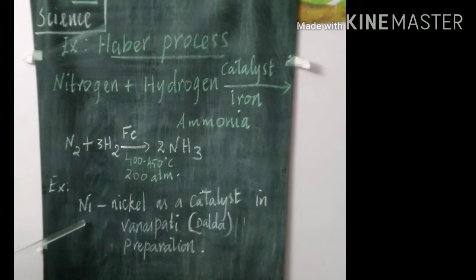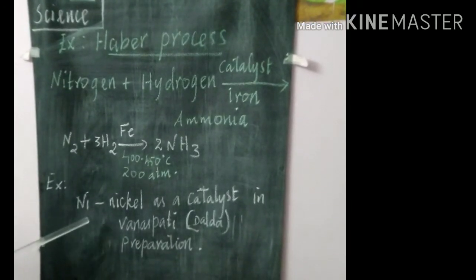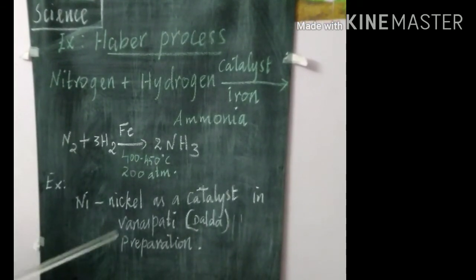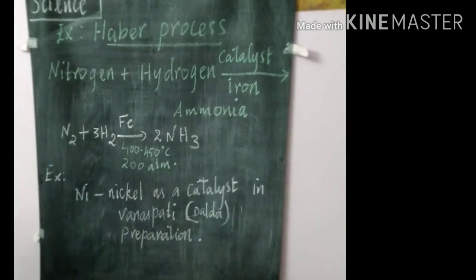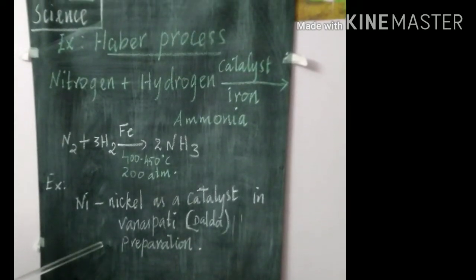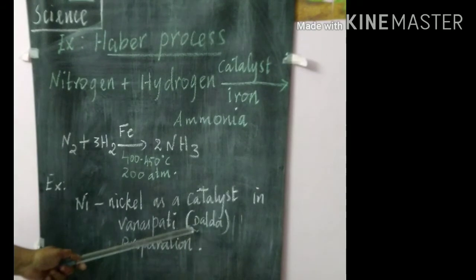The next example, nickel. Nickel is used as a catalyst in the preparation of vanaspati, that is hydrogenated oil. We call that dalda also.